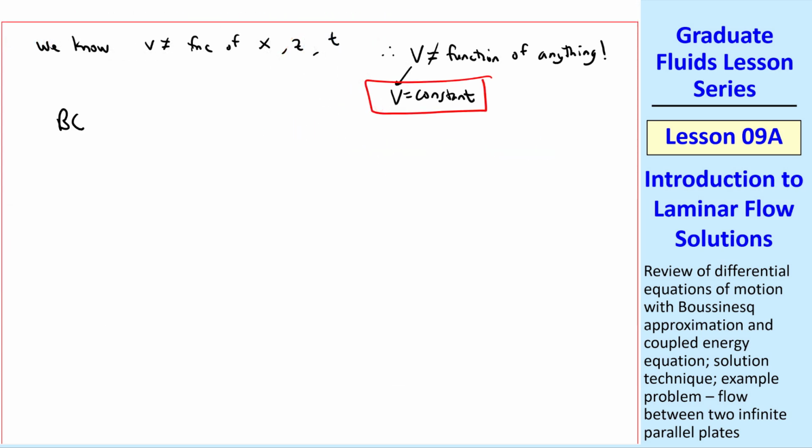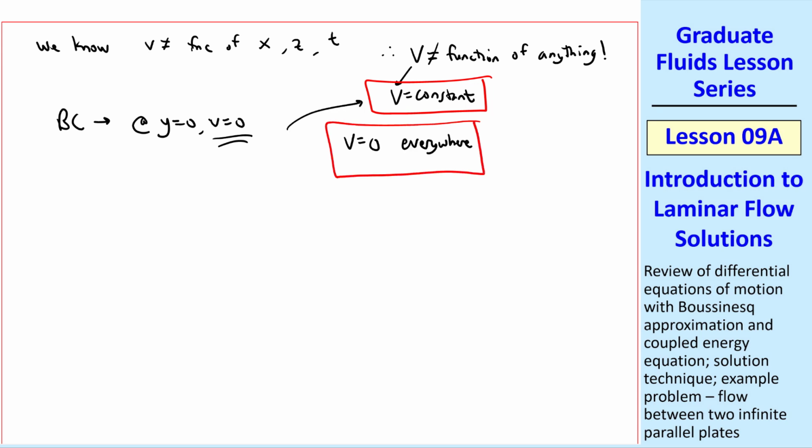We can apply one of our boundary conditions. At y equals 0, V equals 0, since there's no flow through the bottom wall. So if it's 0 there, it has to be 0 everywhere. So we have our first solution, that V is 0 everywhere.